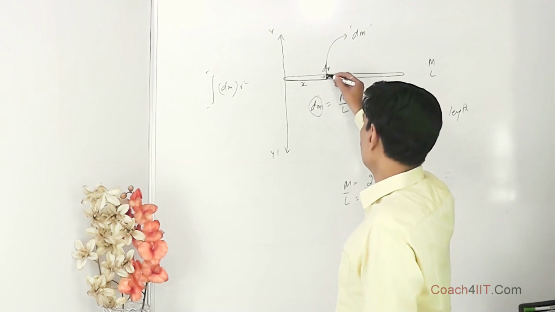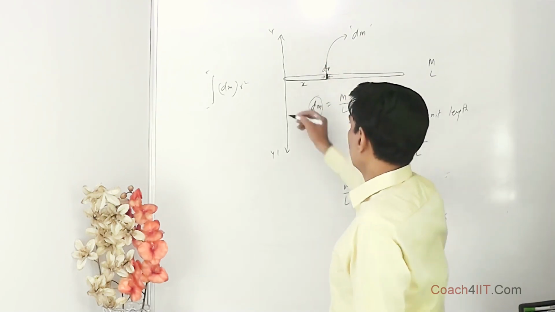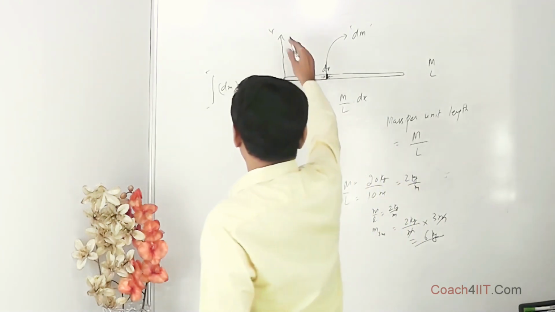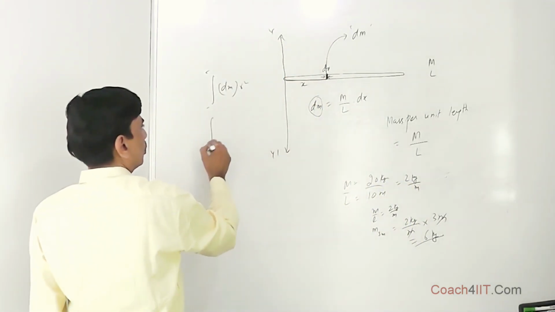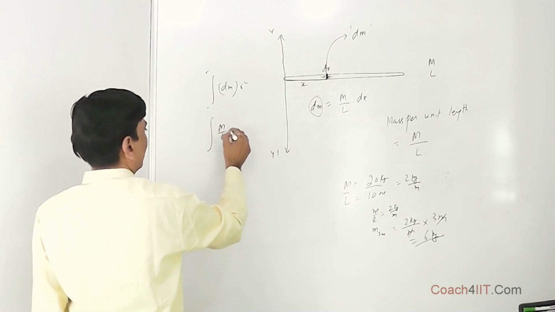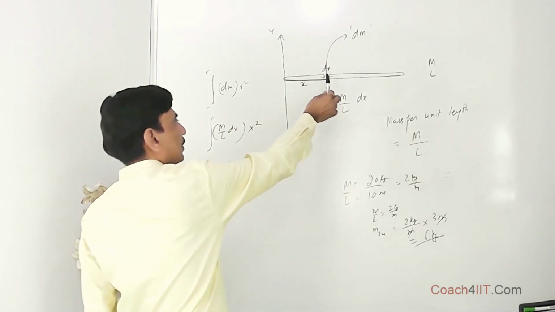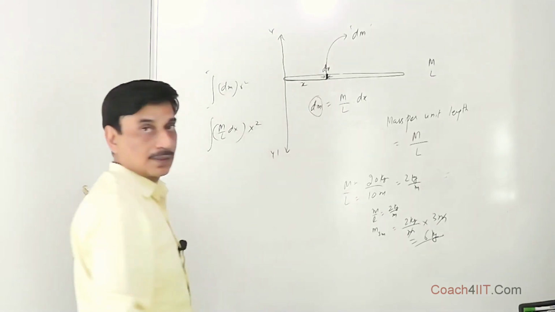Now we know that the moment of inertia of this particle about this axis is going to be dm into r square. So the moment of inertia of this about this axis is going to be dm, that is M by L dx, into x square, where for this general particle the distance is x.